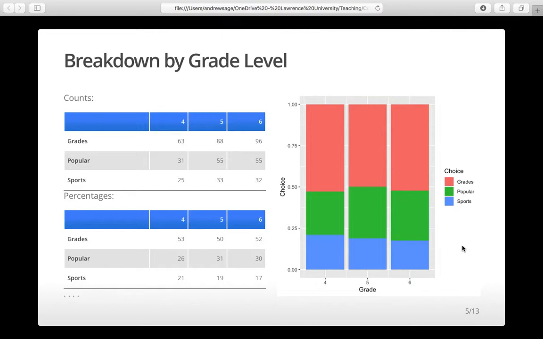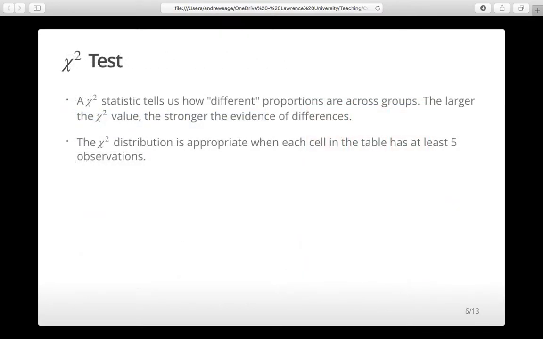The question we need to think about is: is it reasonable that we could have gotten differences like we see here just by chance alone, or do these data provide evidence that there really are differences in the way that 4th, 5th, and 6th graders perceive the importance of grades, popularity, or sports? Like we've done before, we'll use a statistical test to check this out. And the appropriate test to use when we have multiple categories is a chi-square test.